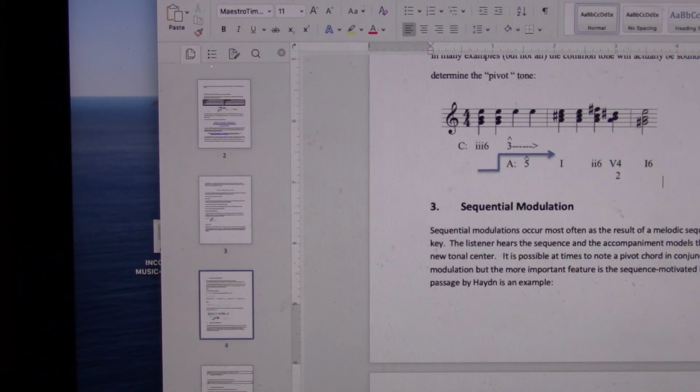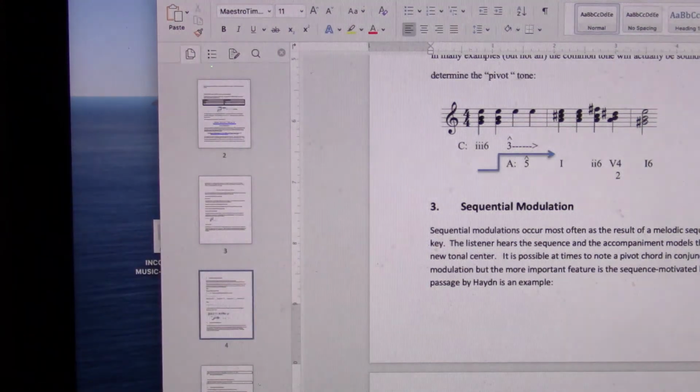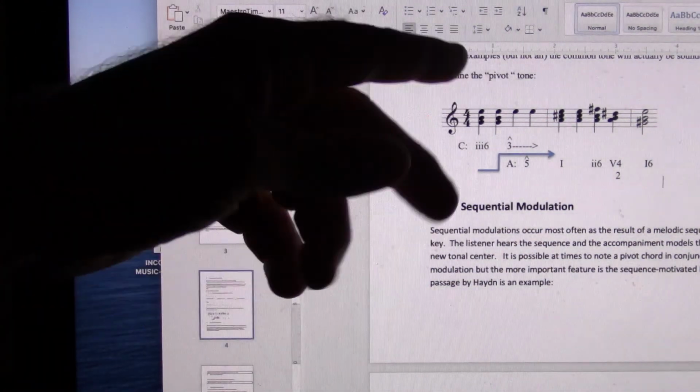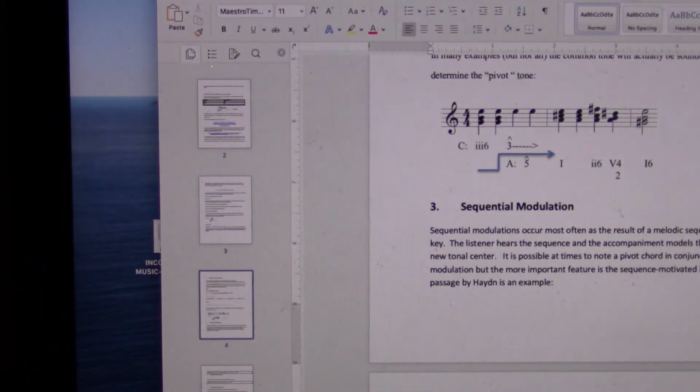So far, all we have talked about use this symbol to show that there is a common something, either a common chord or a common tone. Now the next types of modulations, we no longer use this symbol. We will talk about the sequential modulation. And then finally, we'll talk about the direct or phrase modulation in the next section.